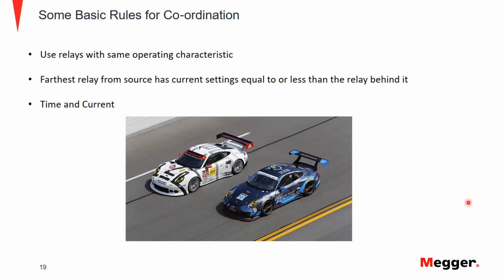It's very similar to these two cars, right? If you look at the two cars, can you even tell which one is in front or behind? You can't tell who's in front and who's behind, who's passing who. So if you follow the basic rules for coordinating your protection, then you'll set the precedence of which relay is going to operate first when the fault occurs in the system. And then of course we have time and current as well, which is very important. It's the foundation on which the overcurrent relay is developed.